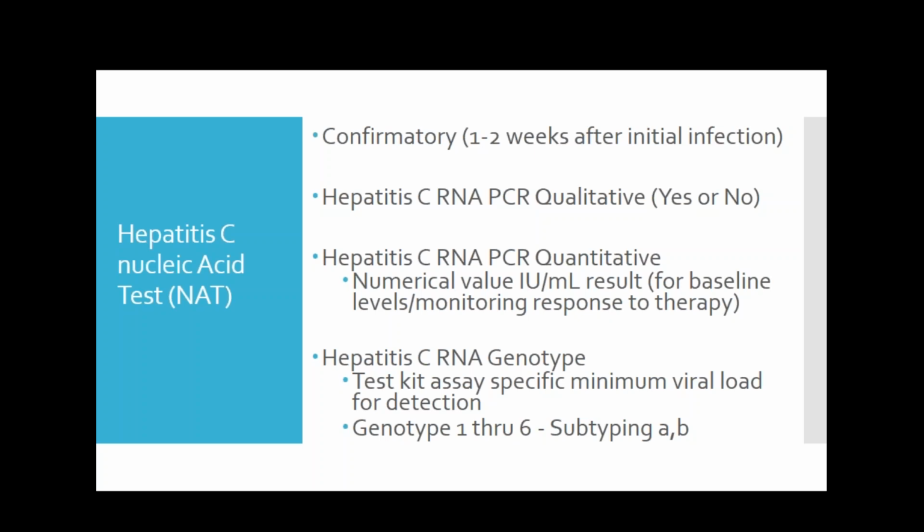And finally, there's the hepatitis C RNA genotype, which uses a test kit assay with a specific minimum viral load for detection. It's important to note that there are genotypes 1 through 6, and these genotypes have various subtypes, usually A or B.